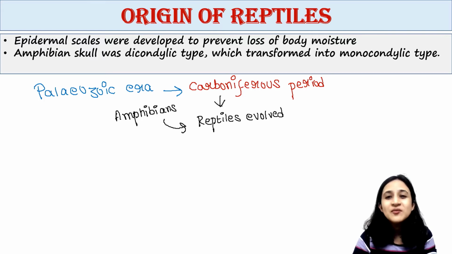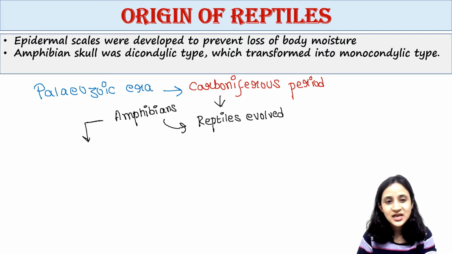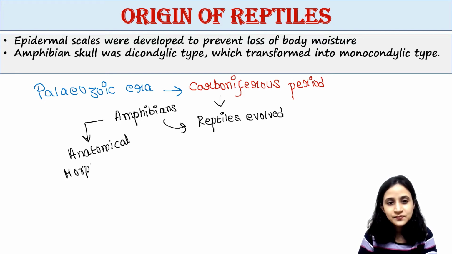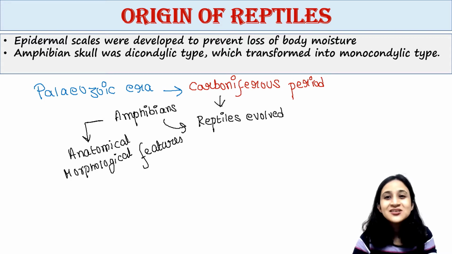Right? Now, amphibians are such animals who stay in both water and land. But reptiles are such animals who survive on land only. So, to maintain the whole life on land, amphibians had to bring some changes in their anatomical as well as morphological features. So what are those changes?